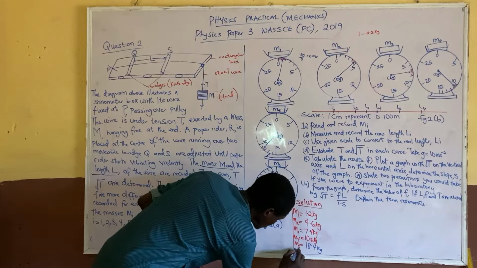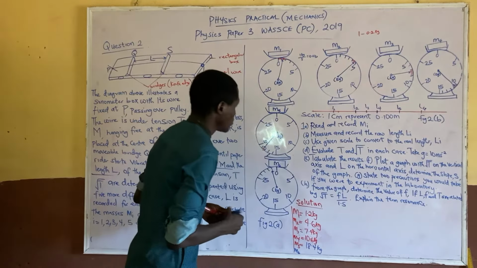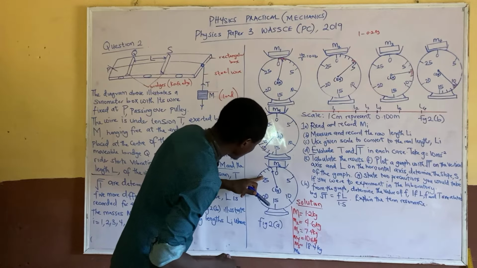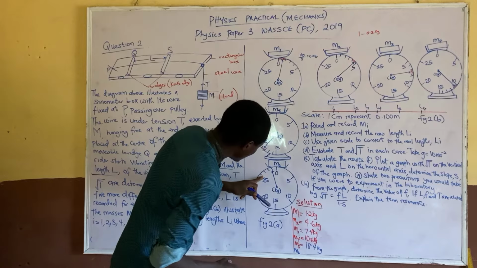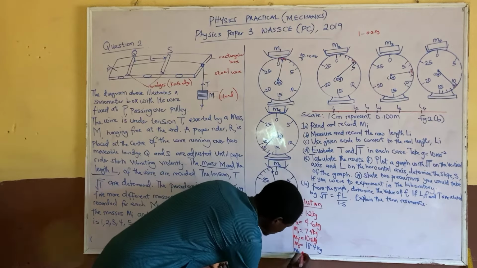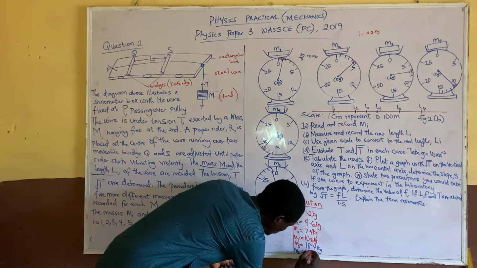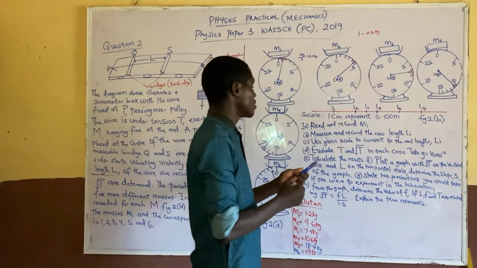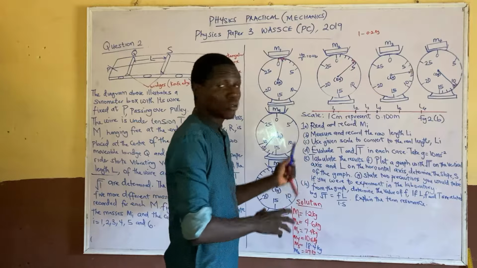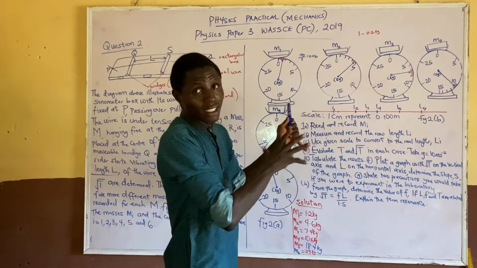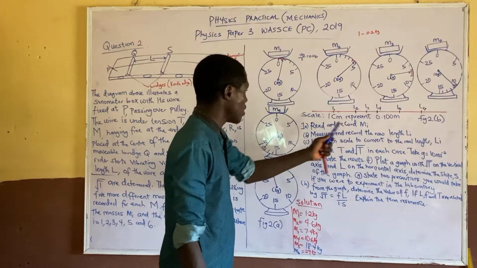And the last one is M6. This M6 here. So this is 25, 26, 27, 28, 29. So this is exactly 29 kilograms. So we are through with reading the masses given to us.